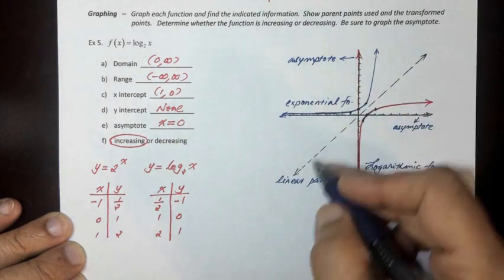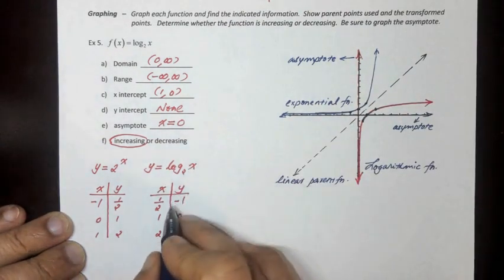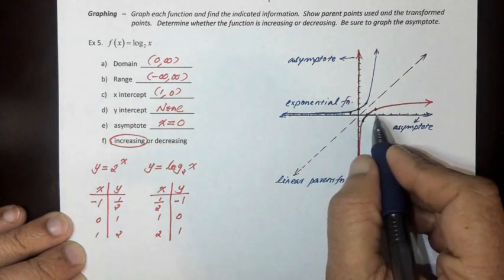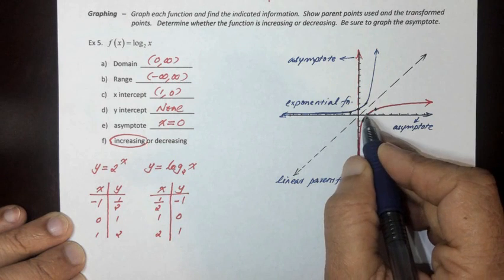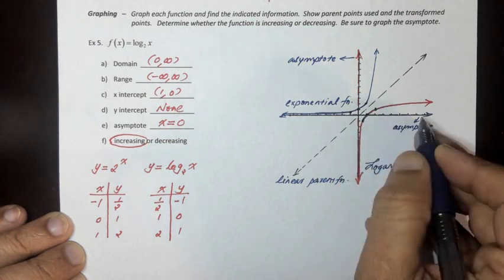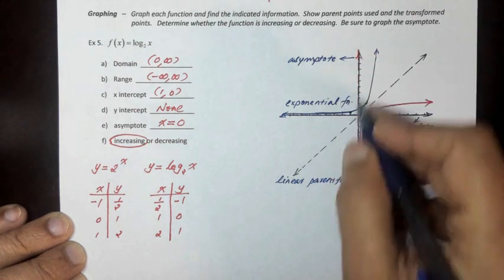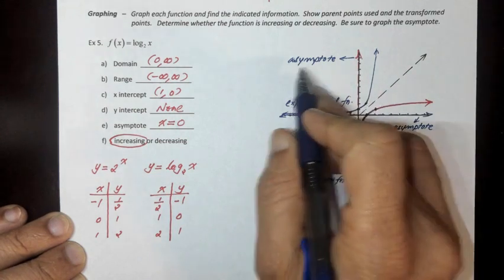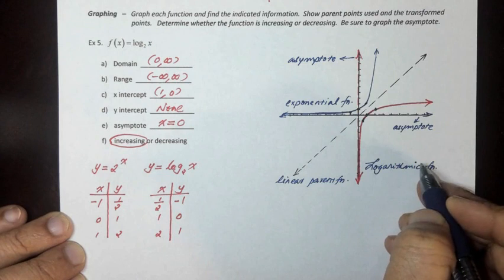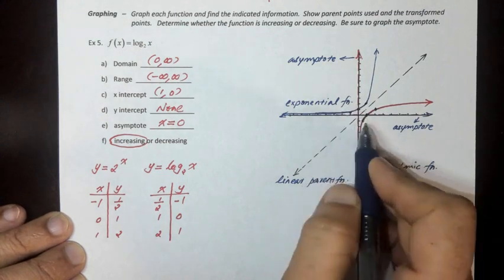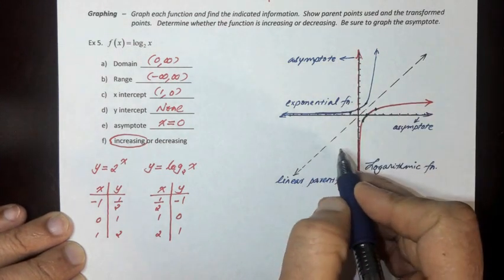And this is a linear parent function. For the second one, we have (1/2, -1), (1, 0), and (2, 1), and we complete the graph. The vertical asymptote is going to be the y-axis, and you can see that right there. This red one is the logarithmic function. So definitely these two functions are inverse to each other.